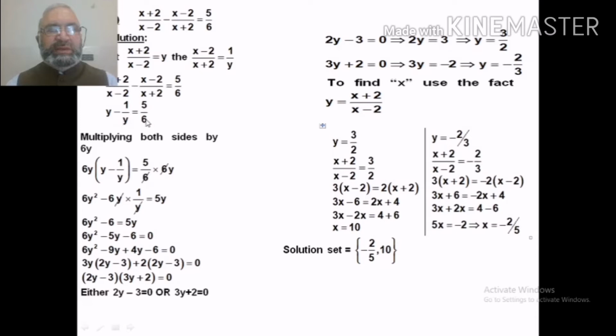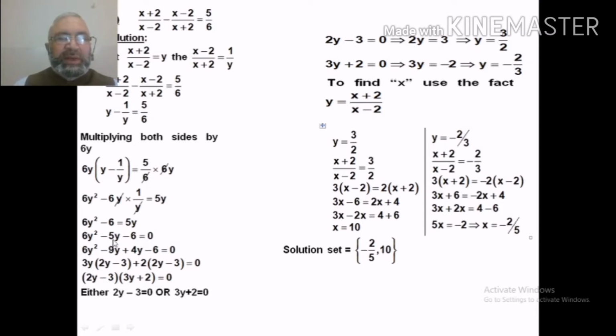So 6 is the LCM with y, multiplying both sides by 6y. So 6y multiplied by the left hand side and 6y multiplied by the right hand side of the equation. So that becomes 6y square minus, y cancels, 6 only is equal to, here 6 cancels, 5y. Again transferring 5y to the left hand side, we get 6y square minus 5y minus 6 equal to 0, which is the standard form of a quadratic equation in variable y.